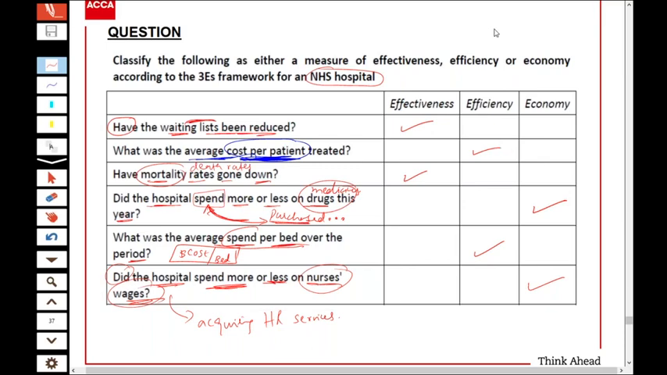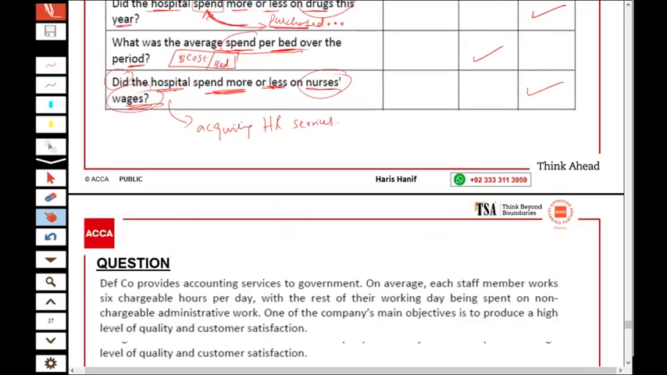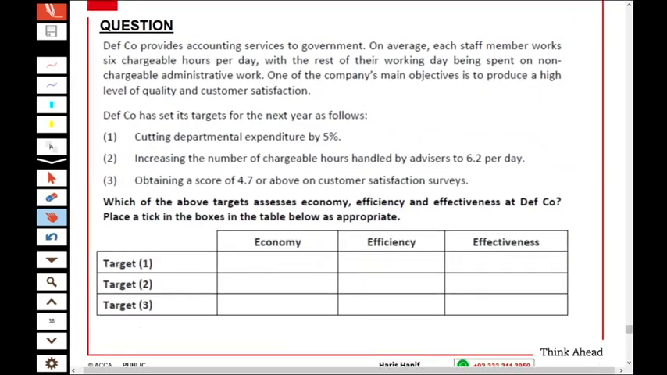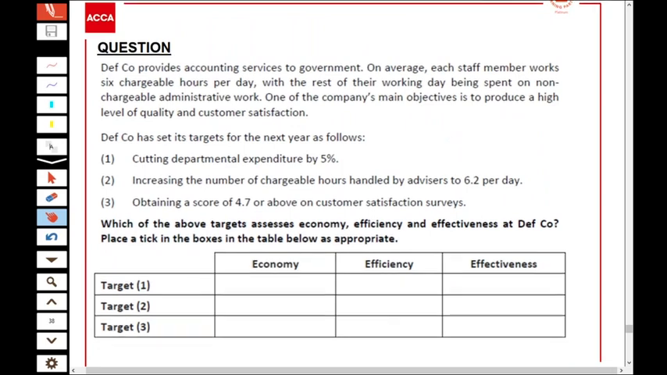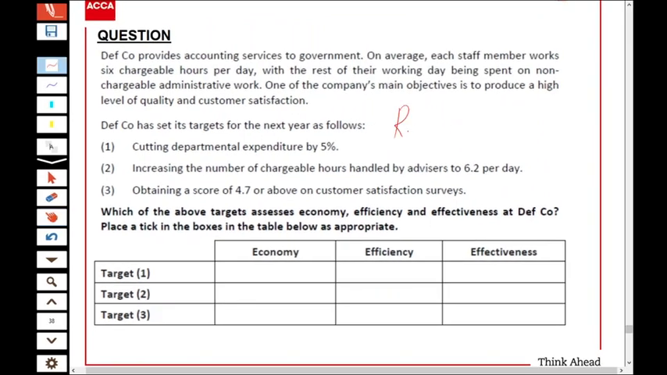Next, there's a next question, and here you go. I think you people should read the question now. Read the question now. Hurry up. I'm giving you 1 to 2 minutes to read this question. Then I will be explaining and solving this question.